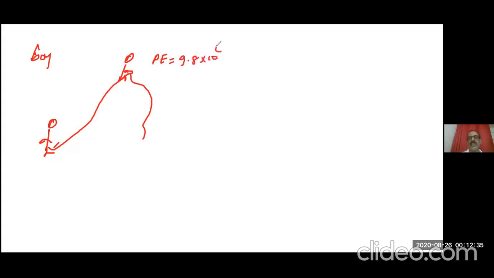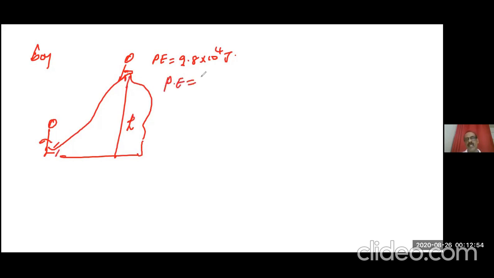Next question. A 40 kilogram boy climbs a hill, and his potential energy increases by 9.8 into 10 to the power 4 joule. What is the height of the hill?